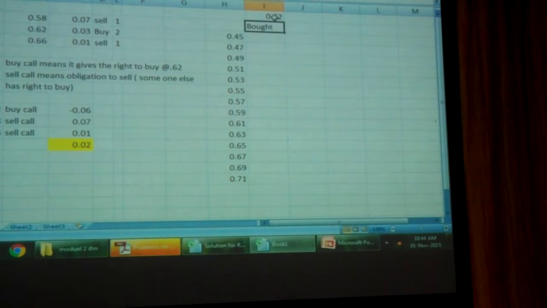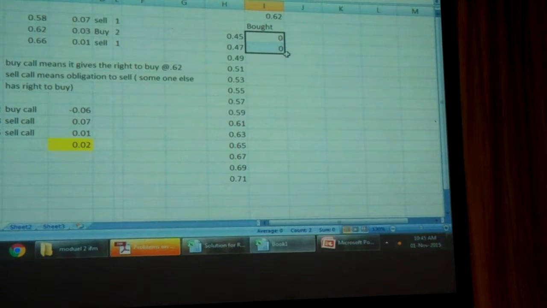0.62. That means what? I have a right to buy at 0.62, not an obligation to buy at 0.62. Correct? So if it is 0.45, that means in the market it is available at 0.45. You have a right to buy at 0.62. Will you buy? No. So I will come out 0. Nothing will happen. Net premium will adjust. So as of now, you will just come out. At 0.47, come out.